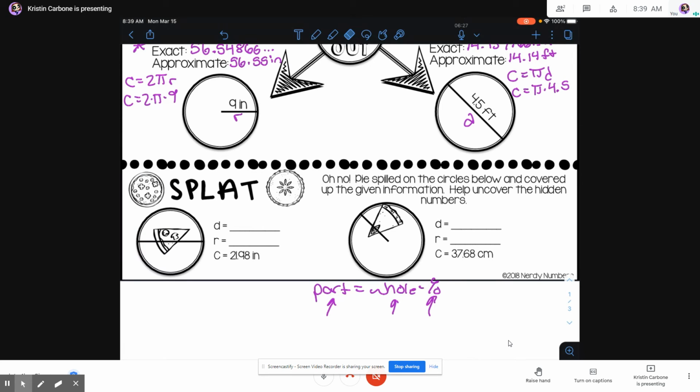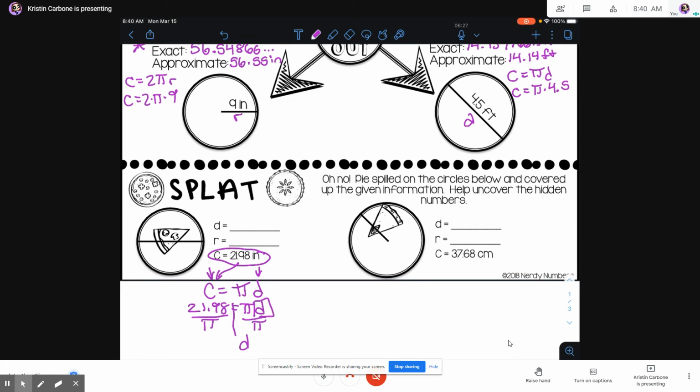This works exactly the same way, except we're given c equals pi d, and we're either going to need to solve for the c by multiplying the pi and the diameter, or solve for the d. In this case, they give you the circumference. So the circumference is going to substitute in for the c. So we have 21.98 equals pi times diameter. To solve for the diameter, we need to remember that pi is just a constant. It's just another number. So we're going to divide both sides by pi in order to get our answer for our diameter.